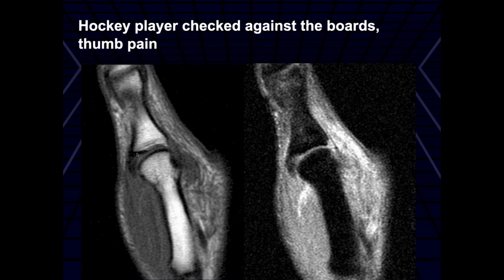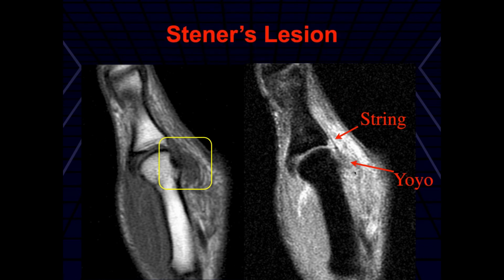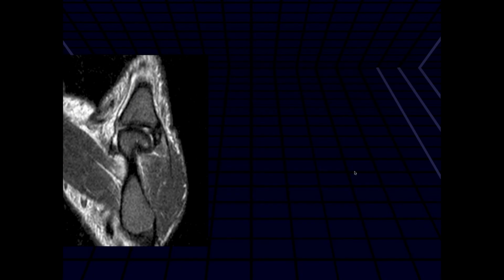All right. We got a hockey player checked against the boards, thumb pain. I'm seeing edema on the ulnar side, the MCP joint there. Yeah, concerning. Is this another yo-yo? Yep. Actually, it's a misnomer because the yo-yo doesn't come back when it goes down. And it should come back. That's what yo-yos are all about.